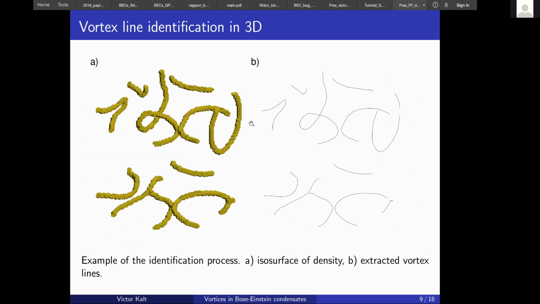The goal in 3D is quite the same. So here we have the isosurfaces of low density in superfluid helium. So we see here we have a simulation box and no potential, so the vortices are present in the whole box. And here are the lines that have been identified from this simulation.